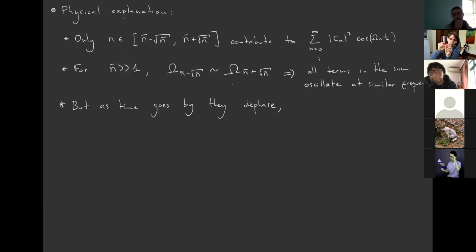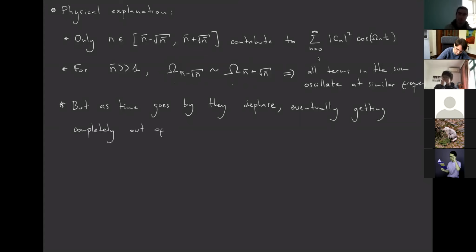Because then all the frequencies dephase up to the point that eventually they average to 0, because you have a completely random distribution of things oscillating. So they average to 0, and eventually they are completely dephased, averaging to 0.